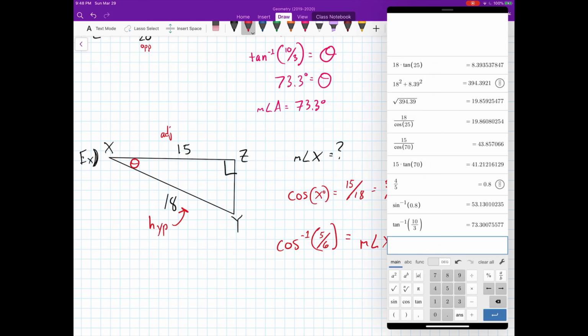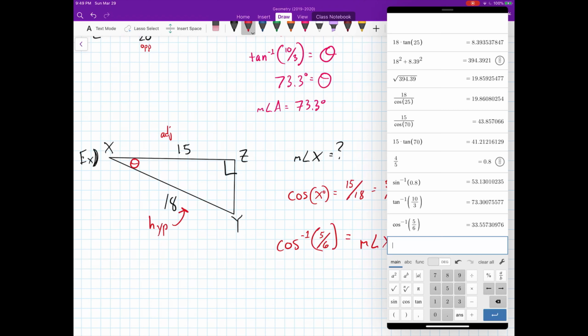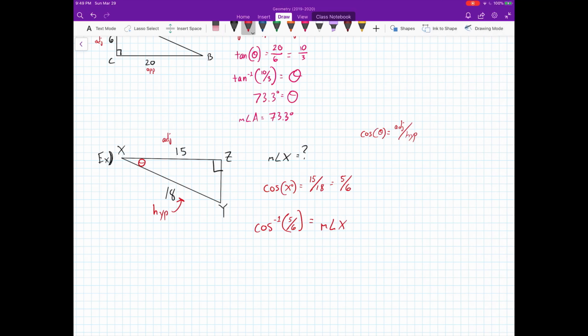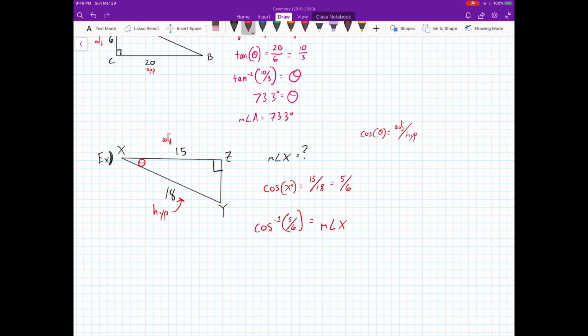So bring out the calculator, inverse cosine, 5 divided by 6, and I'm looking at about 33.5556 degrees after rounding. Normally we're asked to round to the nearest tenth, so 33.6 degrees. So 33.6 degrees is equal to the measure of angle x. And that is what using inverse trigonometry looks like.